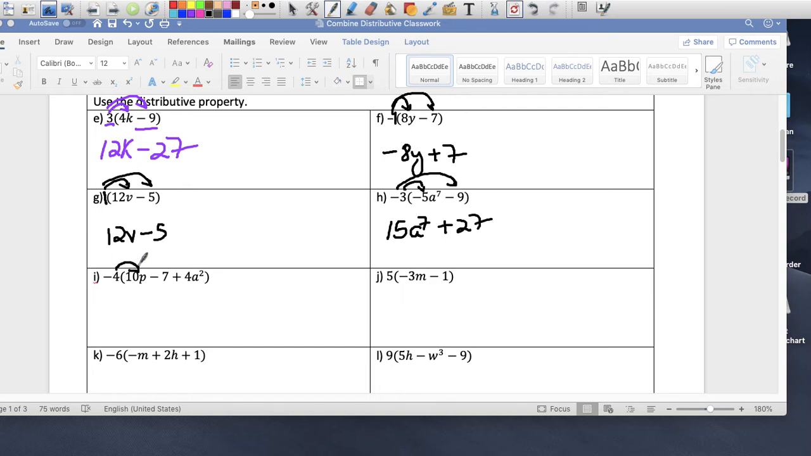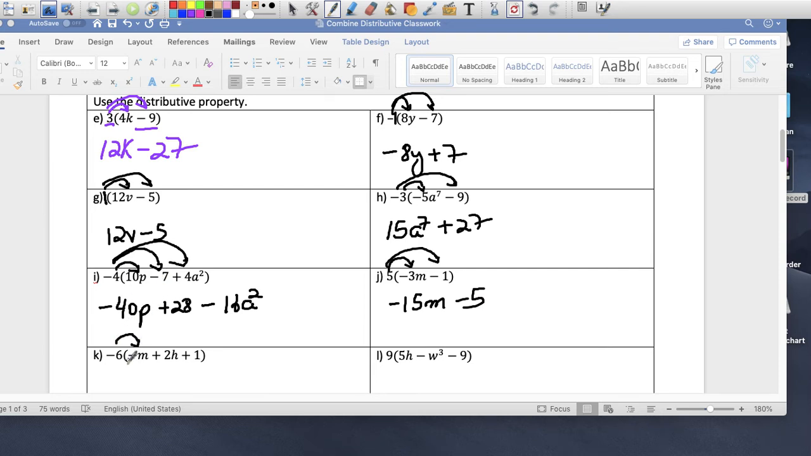Here, again, it's a negative times a positive, so it's negative 40p. A negative times a negative is positive, so it's positive 28. Negative times a positive is a negative, and 4 times 4 is 16, but don't forget the a squared. Positive times a negative is a negative, so it's negative 15m. Positive times a negative, again, is a negative, and 5 times 1 is 5.